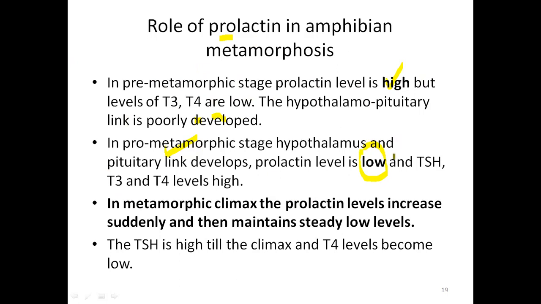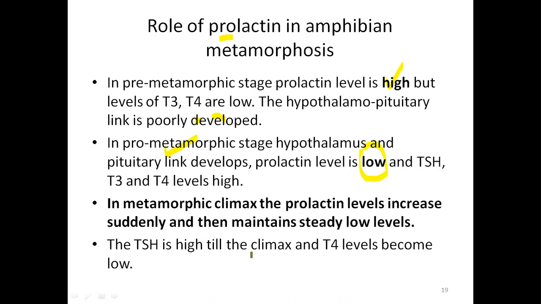Now at the metamorphic climax, the prolactin levels suddenly increase and maintain a steady level. So this is an important point. Suddenly there is an increase in the prolactin levels at the climax stage of metamorphosis, and it maintains the same level that is required. Now the TSH is high till the climax.